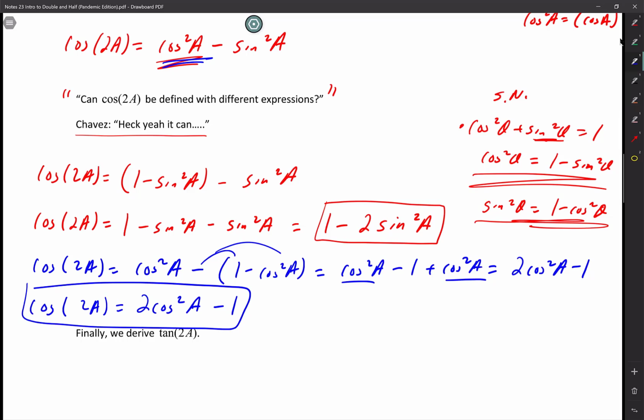I have a question. Yeah, what's up? Why did that one come out different than the sine one? Well, because I substituted different things. That's why it came out different, but they all mean the same. You'll get the same answer no matter what. Okay. Different expressions, all meaning the same.